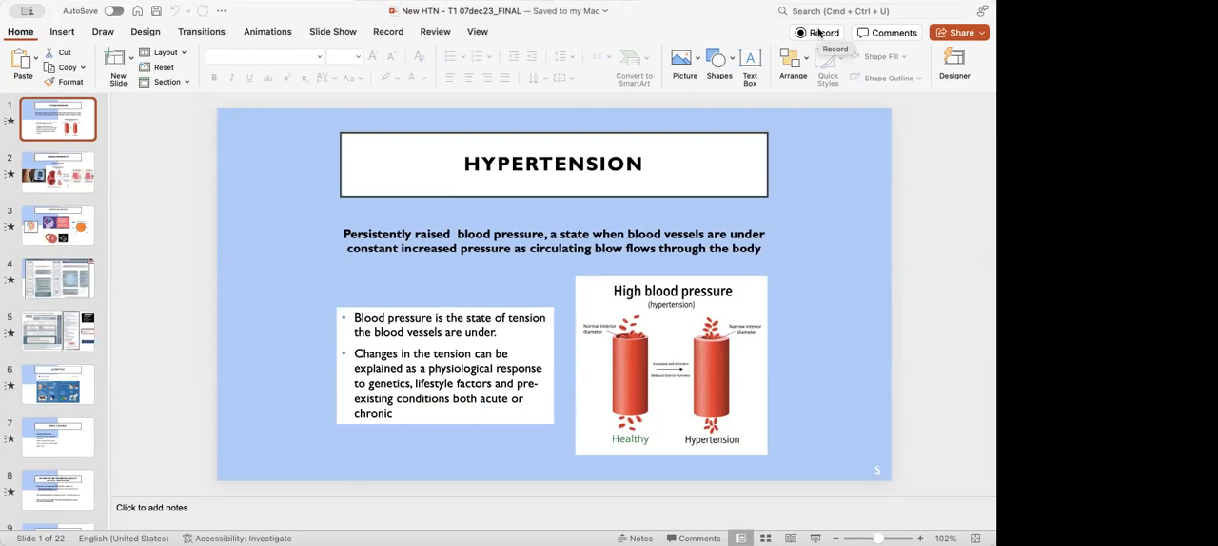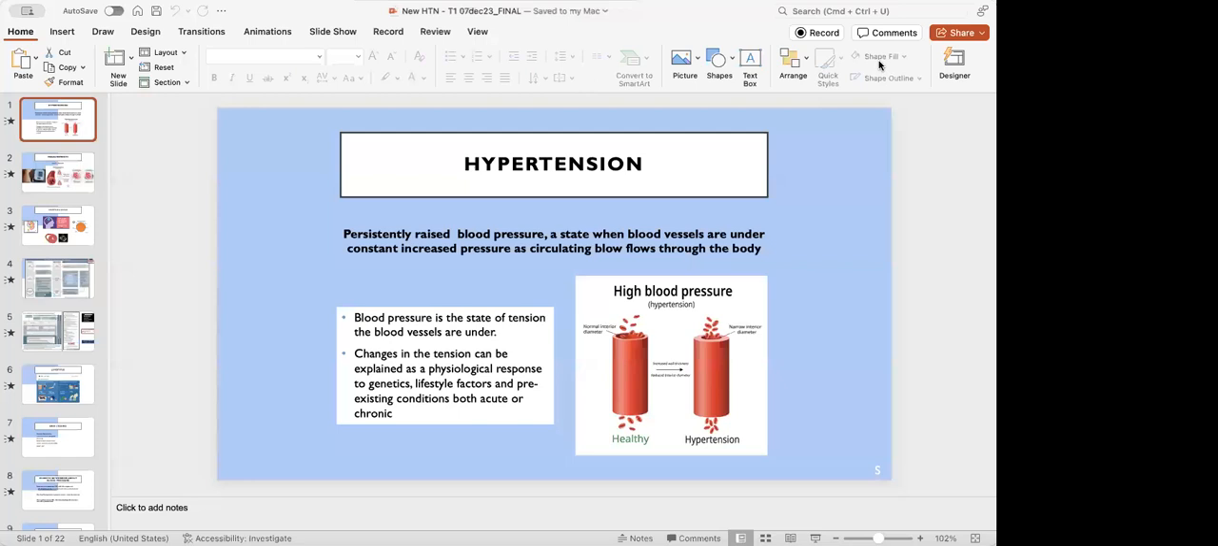So I'm just going to start with an introduction of hypertension. We know this term as high blood pressure, and what it actually means is that your blood vessels are under a constant state of raised pressure. When the blood is flowing through, the rate, volume and pressure throughout that pipe is completely raised. So it's not a one-off reading of high blood pressure, but one that's consistently there.